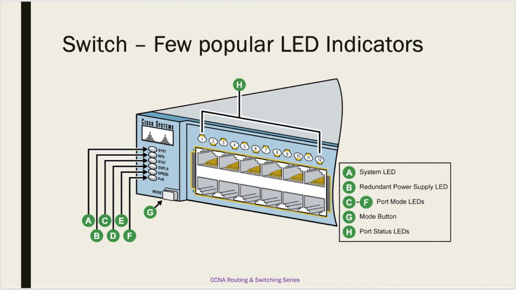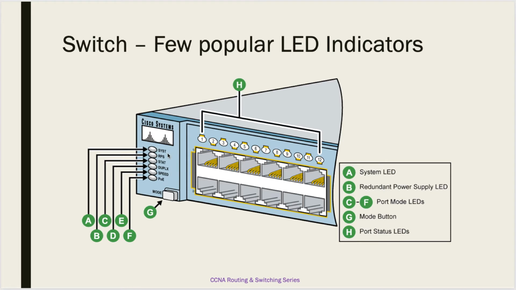If we start from the LED indicator marked A, that points to SYST. SYST stands for system. This LED indicator shows the overall system status. It tells you the overall status of your switch, how your switch is doing. Is this switch good? Is it bad or something? That's what A is here, the system LED.